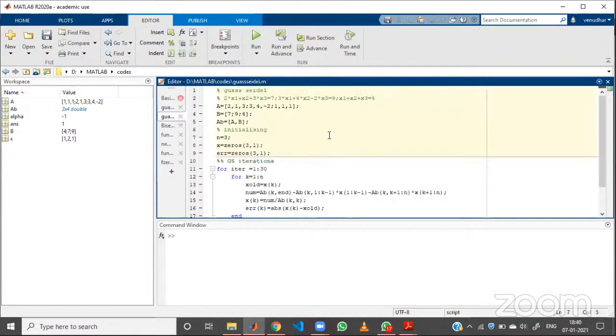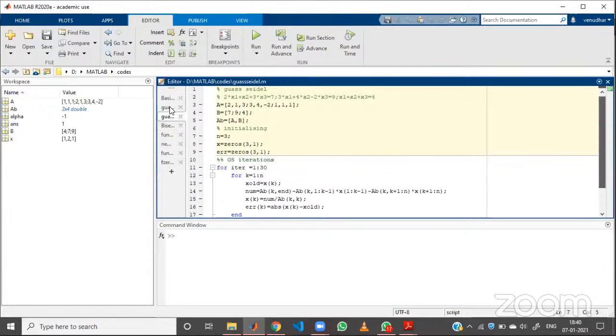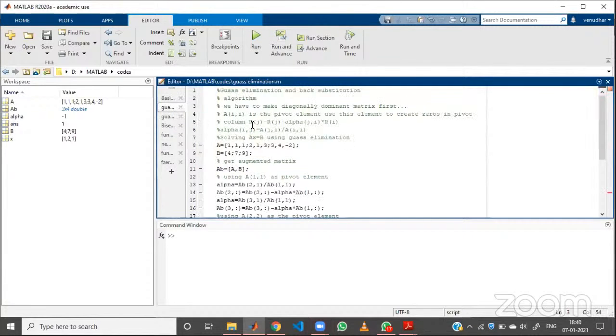So I think for the Gauss elimination method, we are okay. We have done it. Next, I have shown one method for solving linear equations. Now we will move to non-linear equations in a single variable. How do we solve non-linear equations in a single variable?